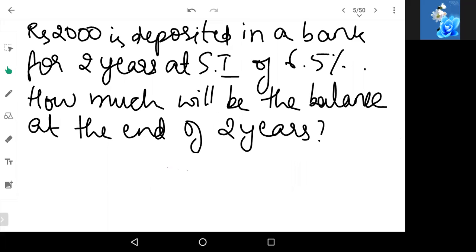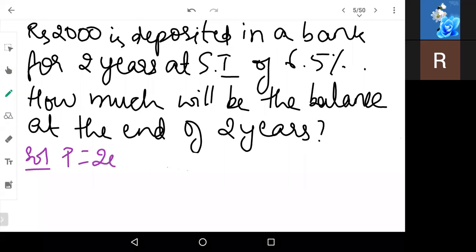So first we will calculate the amount directly. Now here I will show you how to calculate the amount directly. You can calculate simple interest and add it to the principal, or you can calculate the amount directly also. So what we will do is we'll calculate simple interest and then we will calculate the amount. That will be easier for you to understand. So solution.